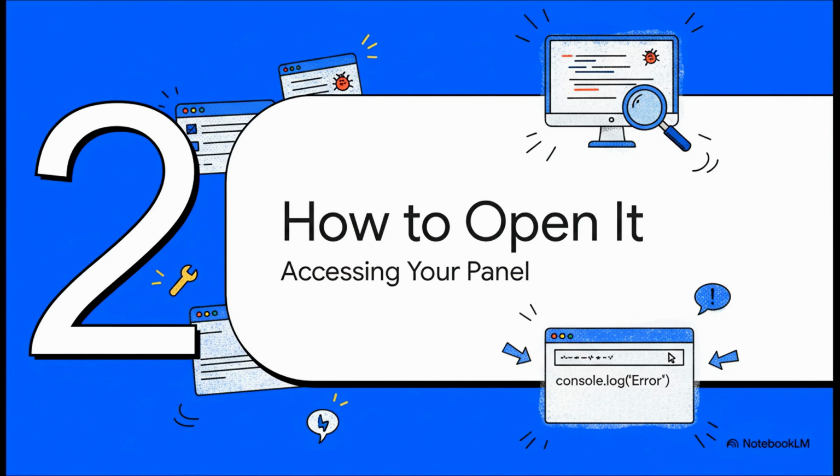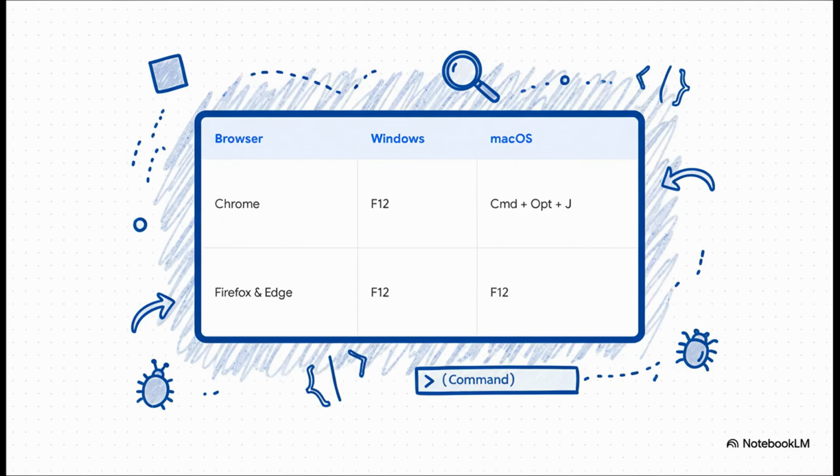Okay, I can see you're interested. So how do you get to this magical control panel? It is way, way easier than you think. Let's do it. For pretty much all the big browsers, Chrome, Firefox, Edge, it's literally just one key. You just hit F12. That's it. On a Mac using Chrome, it's Command Option J. They make it that simple because believe me, you're going to be opening and closing it all the time.